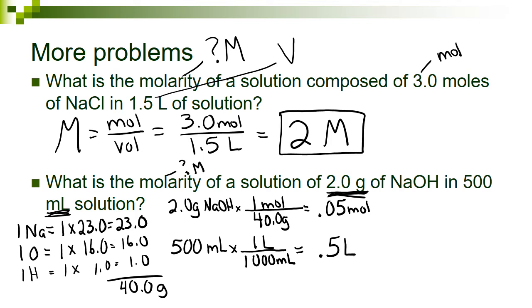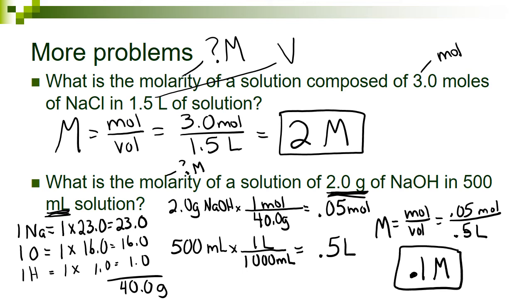Okay, now I have all the parts, and I can go ahead and plug it into the equation and solve for my answer. Basic equation, molarity is moles over volume. So that's going to be 0.05 moles divided by 0.5 liters. Okay, let me get my calculator, make sure I do this one right. Yep. And that's going to give me 0.1 big M molar.